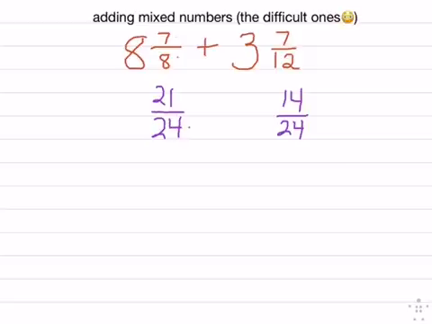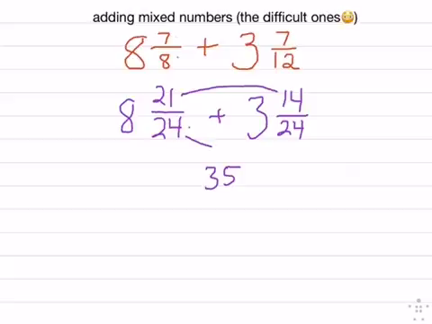Now I have my fractional part just how I want it. So I'm going to throw my whole number in there on both sides. Now, for me, I like to add my fractions and say 21 plus 14 is 35. And we all know that once we have the same denominator, that just stays put.